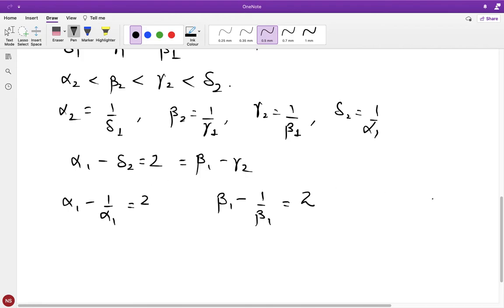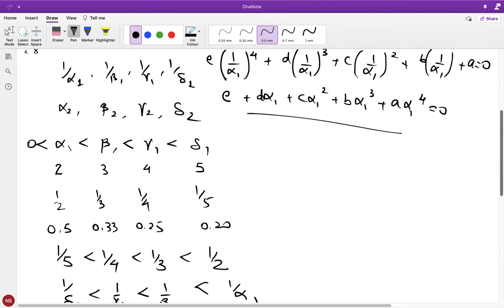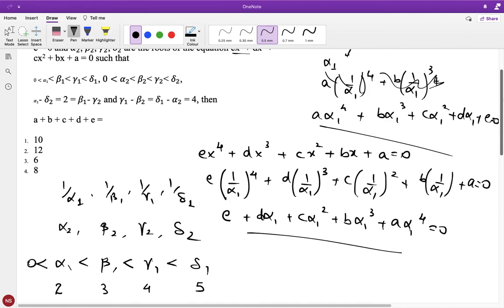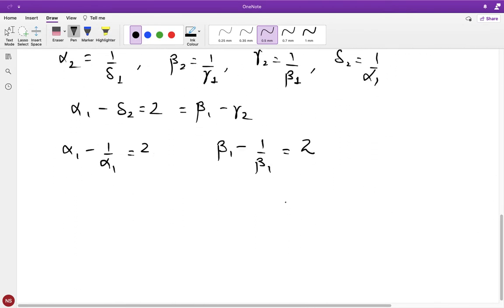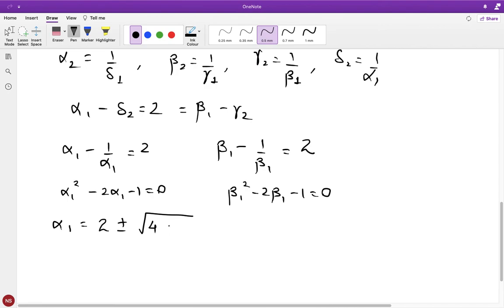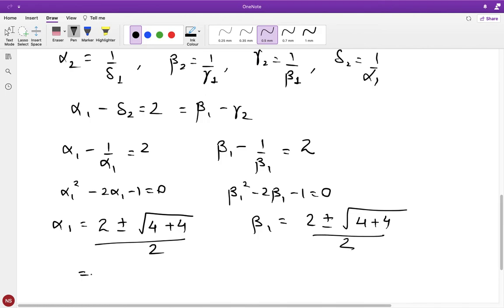So now we have to think, since all the roots are also positive, right? 0 is less than alpha 1 and 0 is less than alpha 2. All the 8 roots are positive. So what are the possible values for alpha 1 and beta 1? Alpha 1 square minus 2 alpha 1 minus 1 is equal to 0. And beta 1 square minus 2 beta 1 minus 1 is equal to 0, right? So alpha 1 is what? Minus b plus minus square root of b square minus 4ac, so plus minus 4 plus 4 by 2a, which is 2 plus minus square root of 8, which is 2 root 2, by 2. Similarly, beta 1 is also plus minus 2 root 2 by 2.